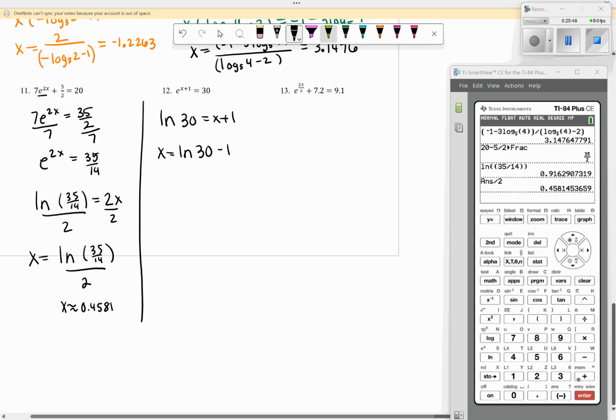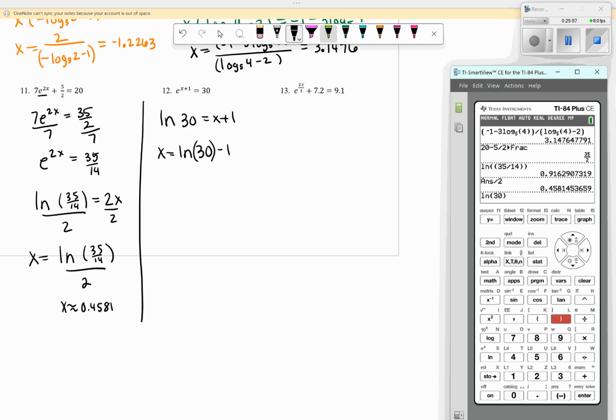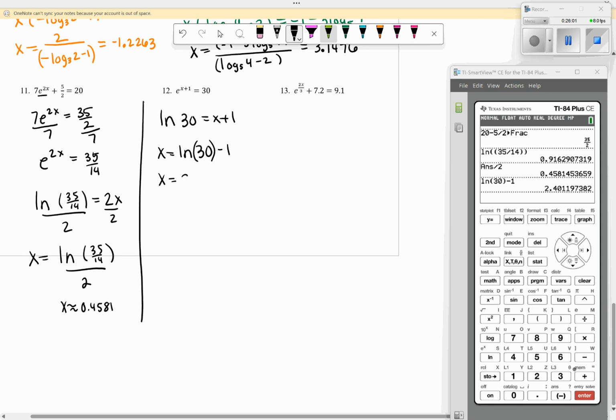And again, remember, you cannot subtract 30 from 1. 30 is in the argument of the natural log. So think about it like this. So we have the natural log of 30 and then minus the 1. So x is equal to 2.4012. So that would be the exact and the decimal approximation. So this is the exact and this is the decimal approximation.